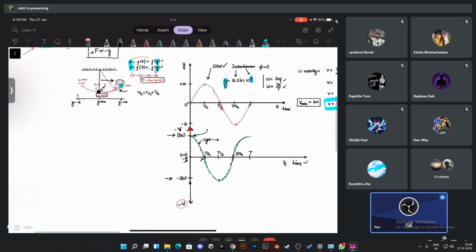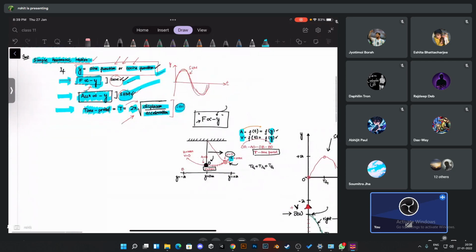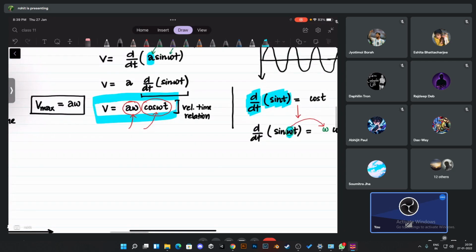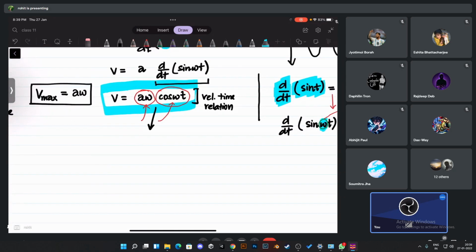Okay, I'm done. I don't need to talk about more than this, but I want to change this formula a bit. Oh, here. I want to change this. This time I want to write the relation between velocity and position. For that I'm going to follow this method.